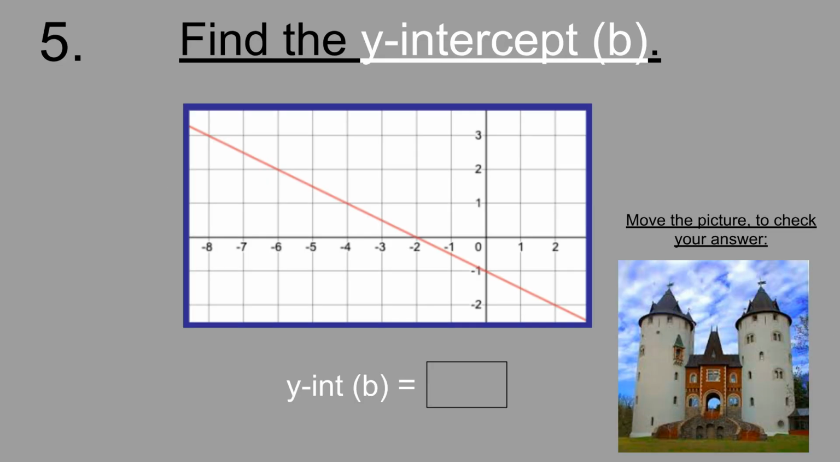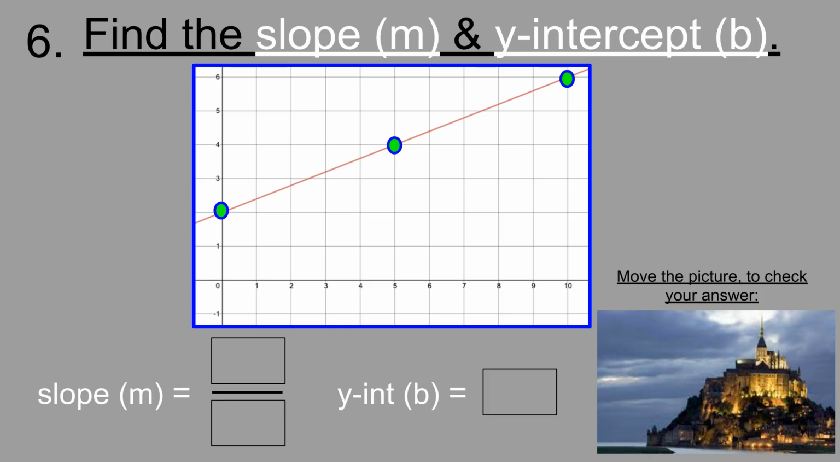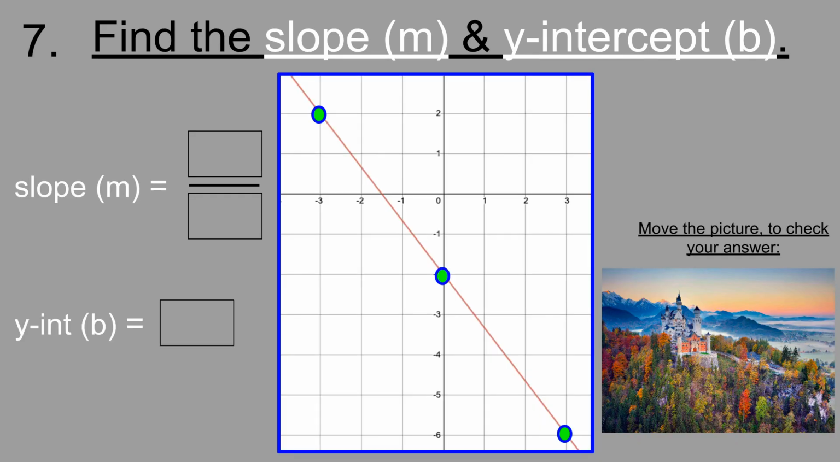Next, let's find the y-intercept, b. Remember, this is the point where the line crosses the y-axis. Here, the y-intercept is -1. For problem 6, we need to find both the slope, m, and the y-intercept, b. The slope is 2/5, and the y-intercept is 2. In problem 7, the slope is -4/3, and the line crosses the y-axis at -2, so the y-intercept is -2.